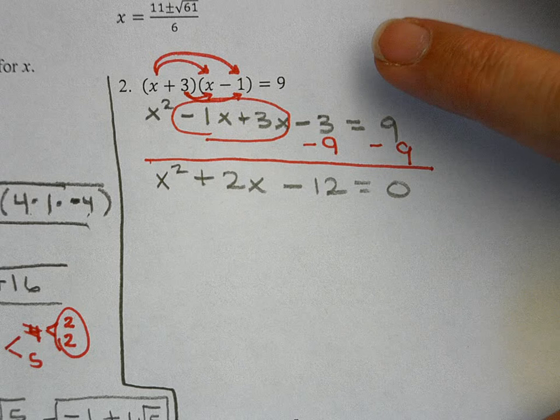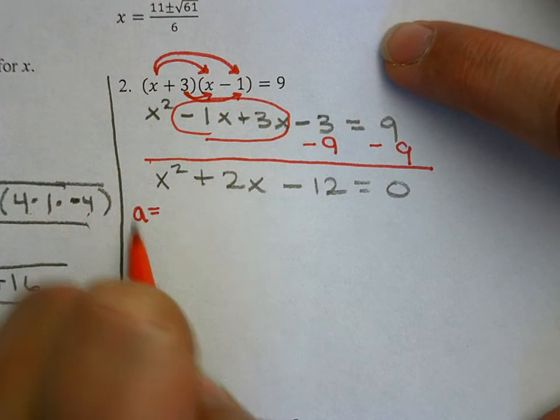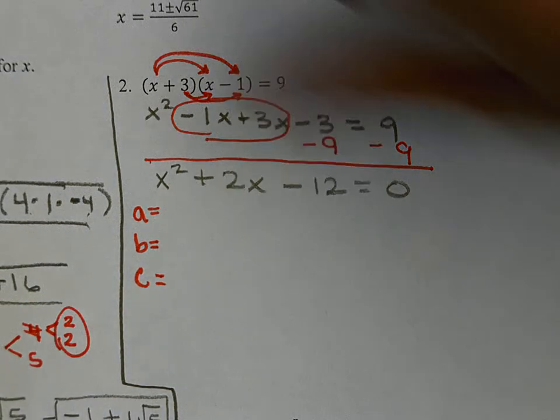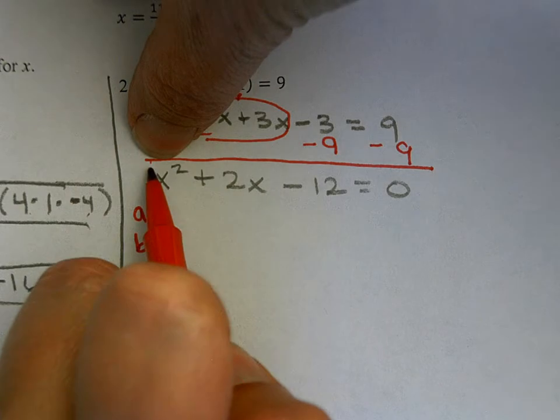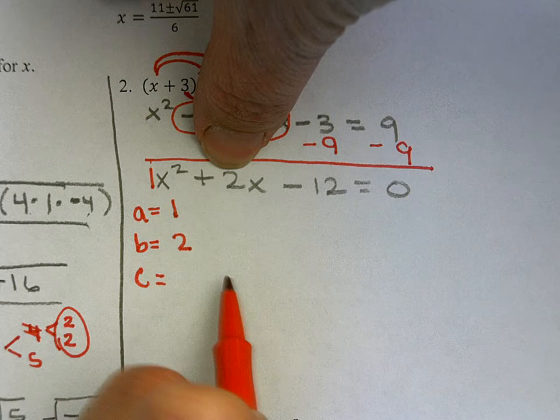All right, so let's go ahead and find our values for A, B, and C. So I'm going to do that in a different color because it's blending into that other problem pretty well. So again, my A value would be 1, right? So there's an implied 1 there. And then B would be positive 2. And then C would be negative 12.